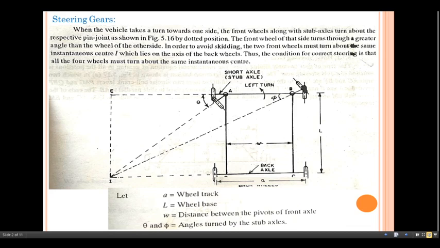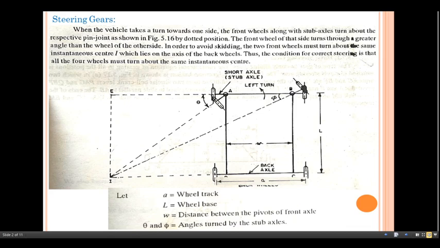Now, what does this small a indicate? Small a is the wheel track. L is the wheel base, or the distance between the front axle and rear axle. W is the distance between the pivots of the front axle. These are the pivots, and this distance indicates W.